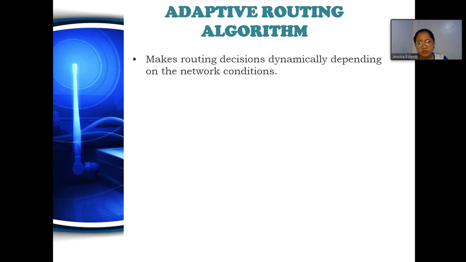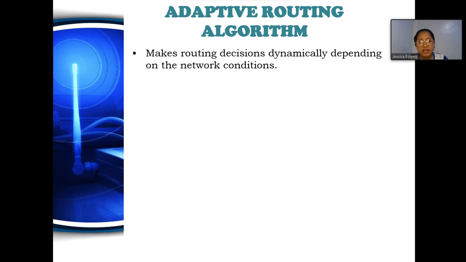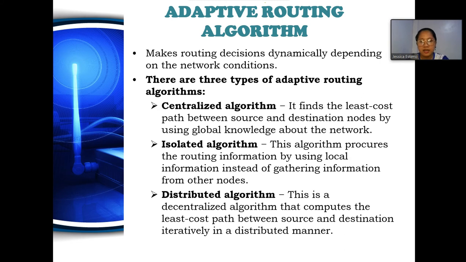Adaptive routing algorithm makes routing decisions dynamically depending on the network condition. It constructs the routing table depending upon the network traffic and topology. They compute an optimized route depending upon the network traffic. So there are three types of adaptive routing algorithms. One is the centralized algorithm. It finds the least cost path between source and destination nodes by using global knowledge about the network. Second is the isolated algorithm.